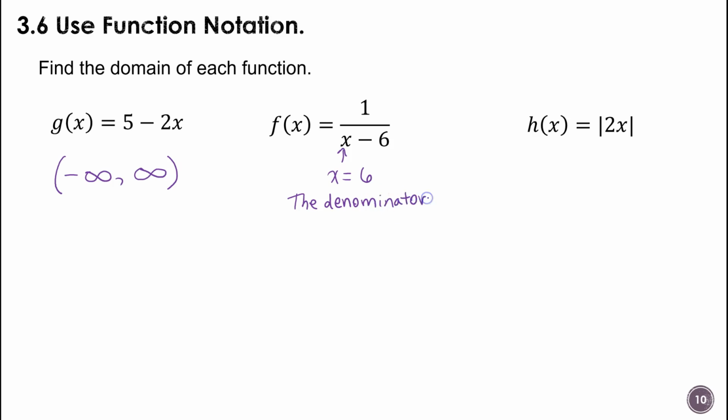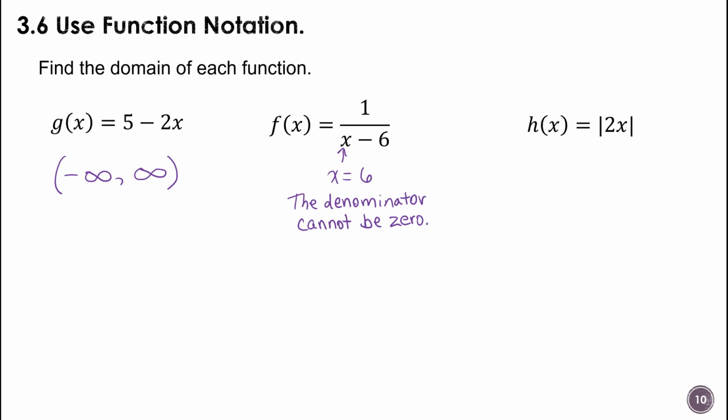And that's really what you're looking for. Is there some kind of restriction? This is a restriction. The denominator cannot be 0. That makes the denominator undefined. And if I put a 6 in for x, I would have a 0 in the denominator.